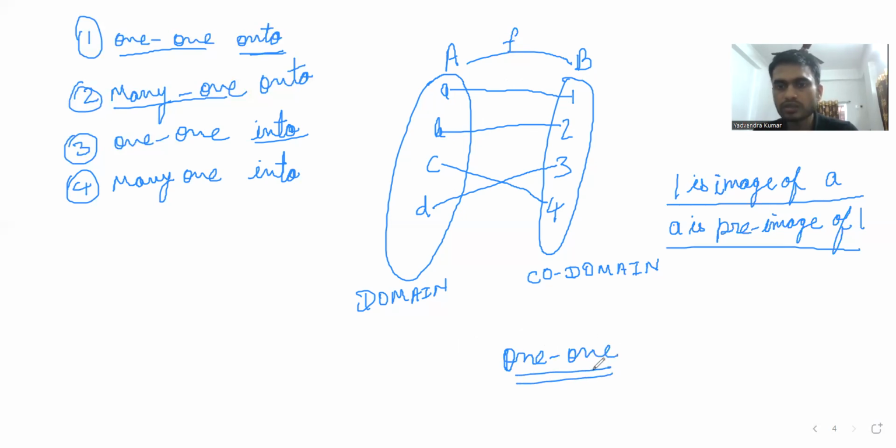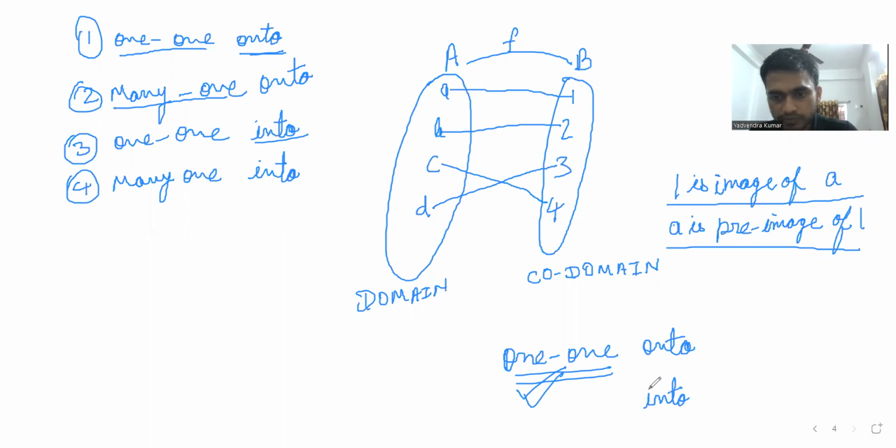This is how we decide 1-1. Okay, what will happen if there would be one thing extra? 5. This is still 1-1. Okay, so there must be something. What if 5 would be there and if 5 would not be there? So that thing is called onto. If 5 is not there, then this is onto. And if 5 would be there, then it would become into.